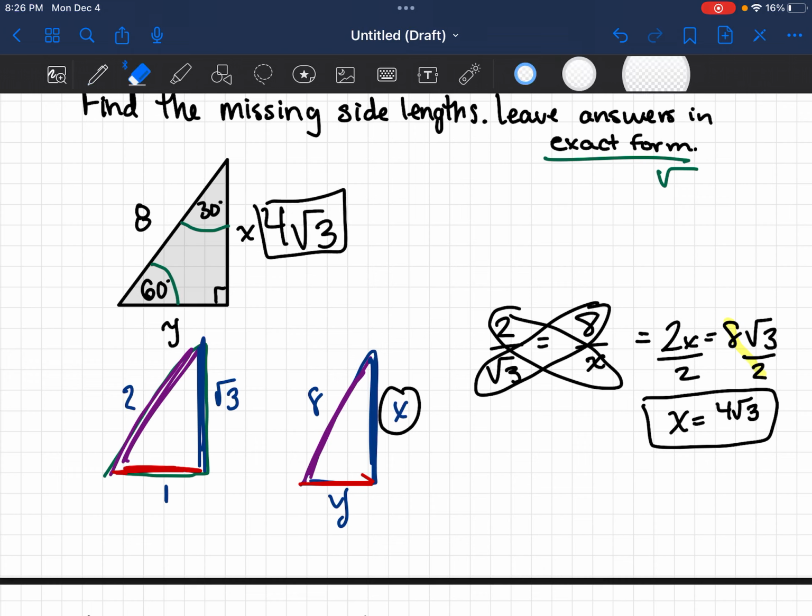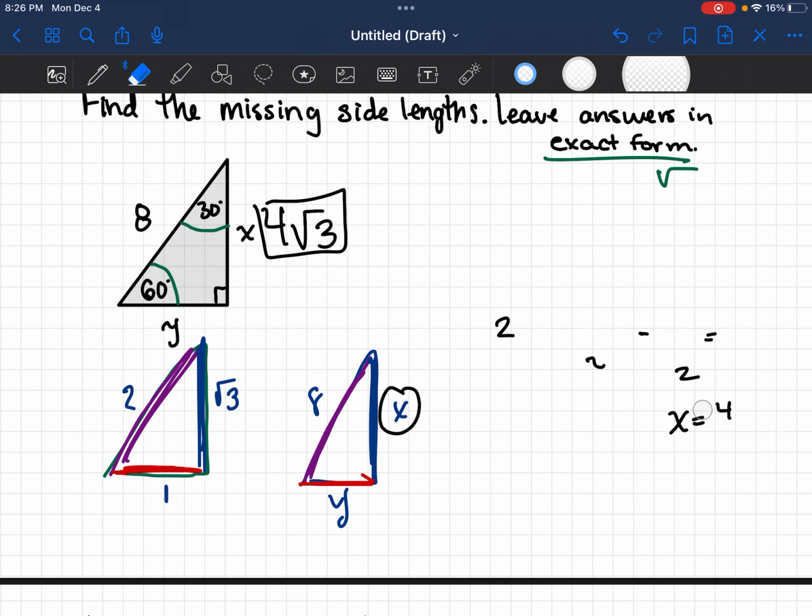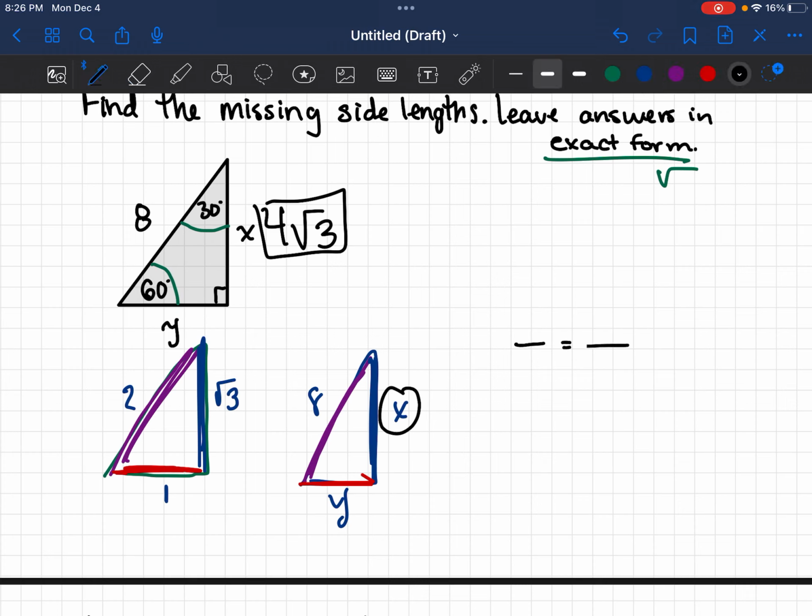And now let's use the same idea to find y. So go ahead and pause the video and see if you can set up the proportion to find the missing side y. So I'm going to set up the 2 corresponding sides that I do know, and then the corresponding sides that include the value I'm trying to find.